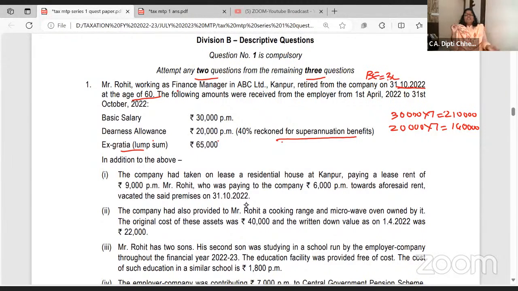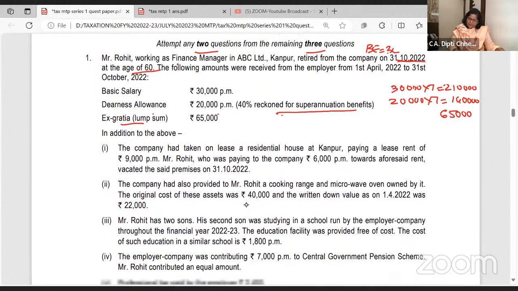Be alert: if it is a salary question and he's retiring in between, don't bluntly take the salary for 12 months. Your whole 14 marks question will go wrong, beta. Theek hai? So is the basic clear to you? DA clear to you? Ex gratia, 65,000, taxable hai.